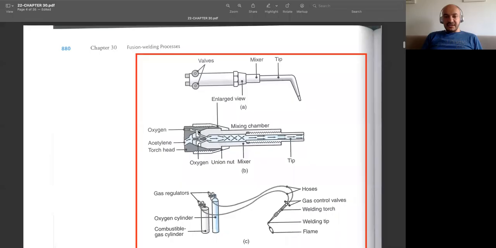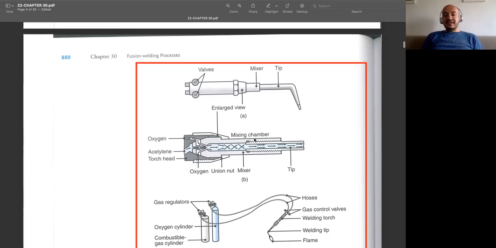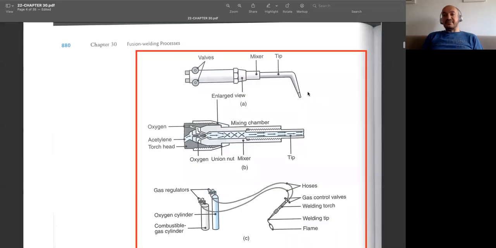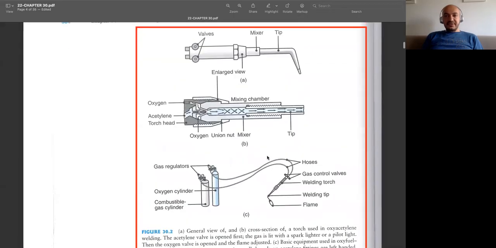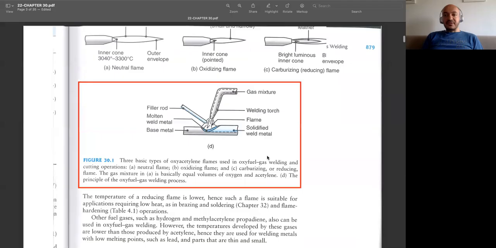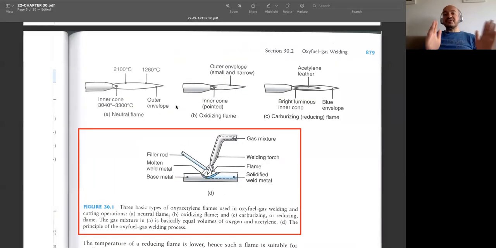Oxygen is coming from here, and we have the acetylene coming here. We have this mixing chamber, and inside here we have the combustion, and at the tip of it we will have flames. You can see the types of flames here. Depending on the ratio of oxygen and fuel, you may have a neutral flame if the ratio is 1:1. But if you have more oxygen and less fuel, then it's called an oxidizing flame.